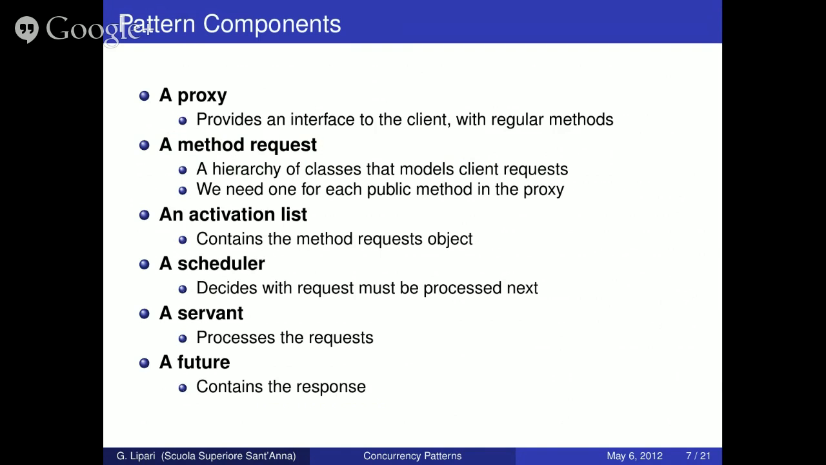So the components of this active object are a proxy that provides an interface to the client with regular methods, a method request, a hierarchy of classes that models client requests. We need one for each public method in the proxy. An activation list that contains the method request objects. A scheduler which decides which request must be processed next. A servant which is the one that will process the request. And a future which contains the response.